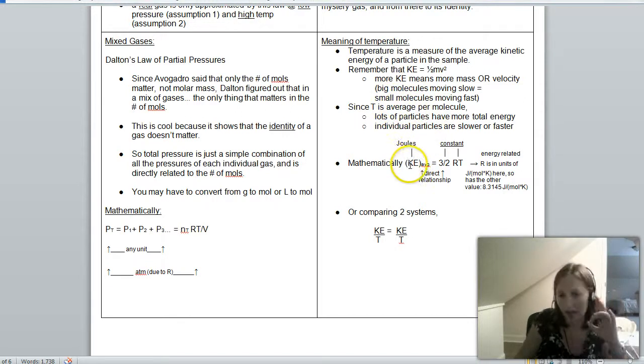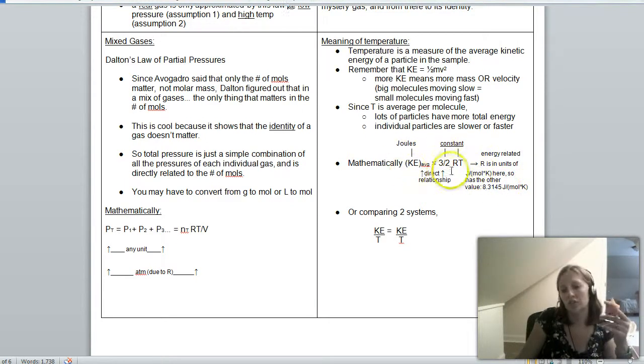Here is an energy-related formula with R. So the average kinetic energy is equal to 3/2 R times temperature, which you need to remember. With R, this is an energy-related formula, kinetic energy, joules. R has got to cancel out joules, so the unit has got to be joules per mole Kelvin. So it's the other value, 8.3145 joules per mole Kelvin.